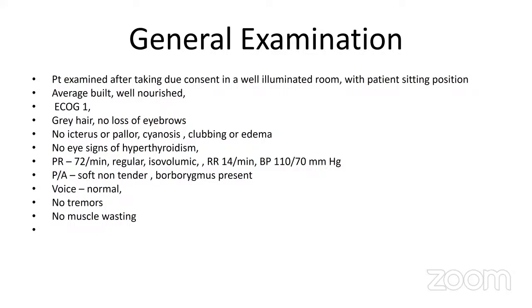Coming to general examination, the patient was examined after taking due consent, in a well-illuminated room, with the patient in sitting position. Patient is average in build, well nourished. Peacock score is 1. Gray hair, no loss of pupils, no icterus or pallor, clubbing or edema. No eye signs of hyperthyroidism are present. Pulse rate is 72 per minute, regular. Respiratory rate is 14 per minute. Blood pressure is 110 upon 70 millimeters of mercury. Upper abdomen examination is soft, not tender. No tremors were noted. No other signs were noted.